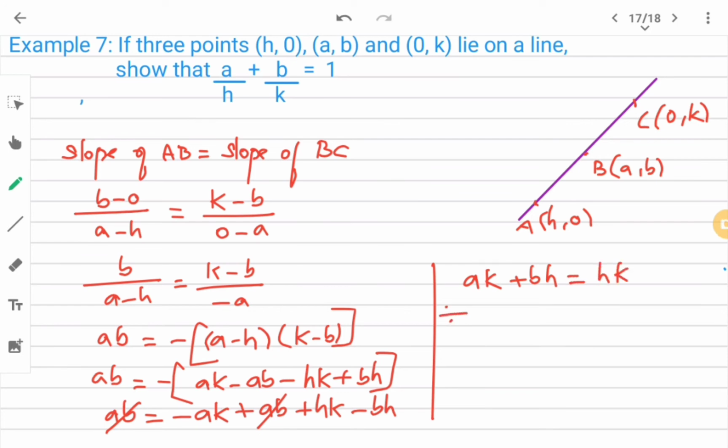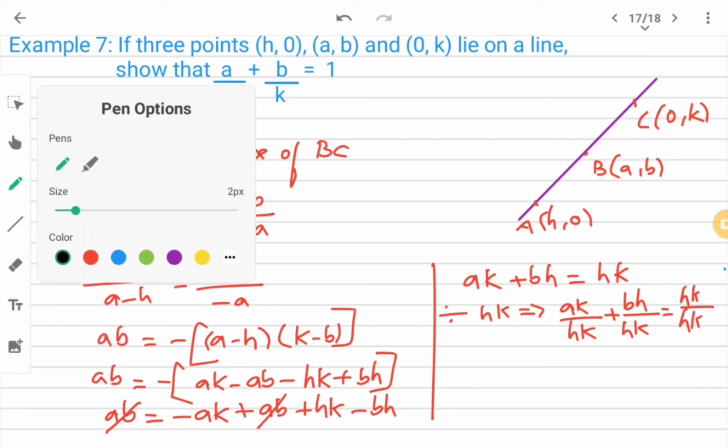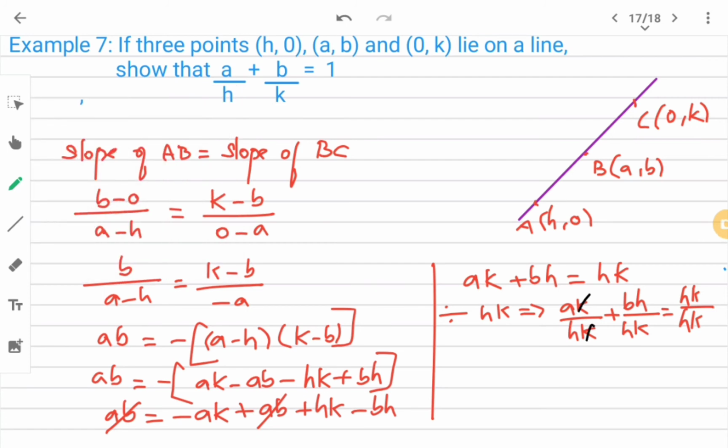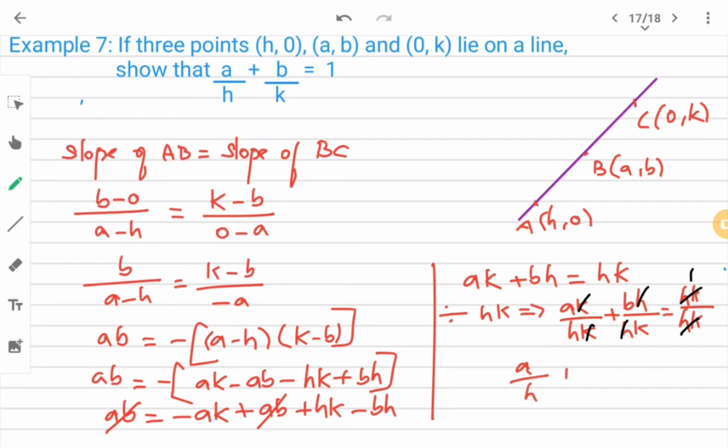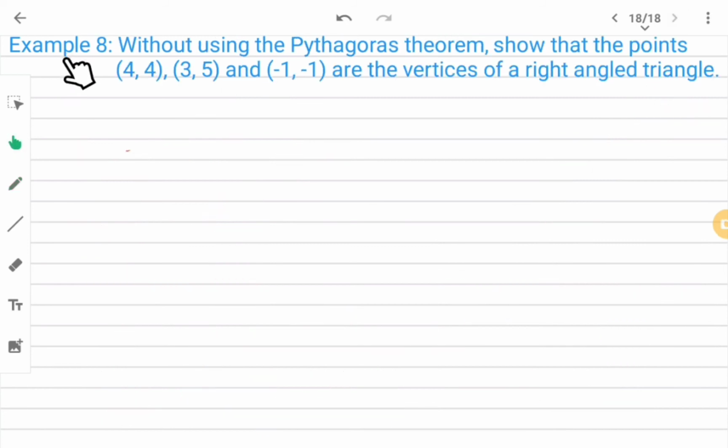And now I am going to divide this whole equation by hk. What will happen? ak by hk plus bh by hk is equal to hk by hk. Yes, I am going to simplify this. Here this k and k will get cancelled, h and h, this hk and hk will get cancelled. Therefore, you will get a by h plus b by k is equal to 1. Hence, proved.